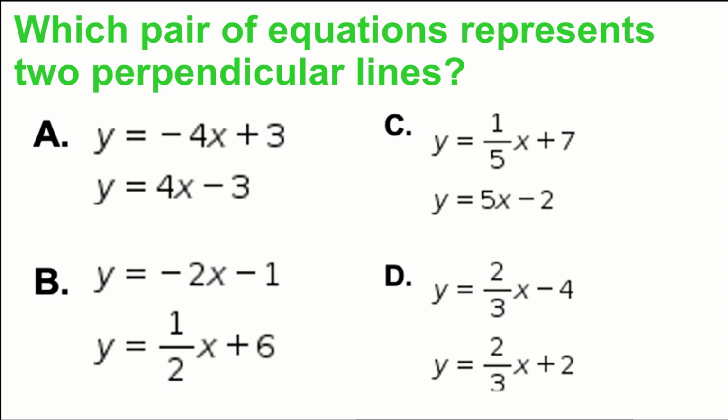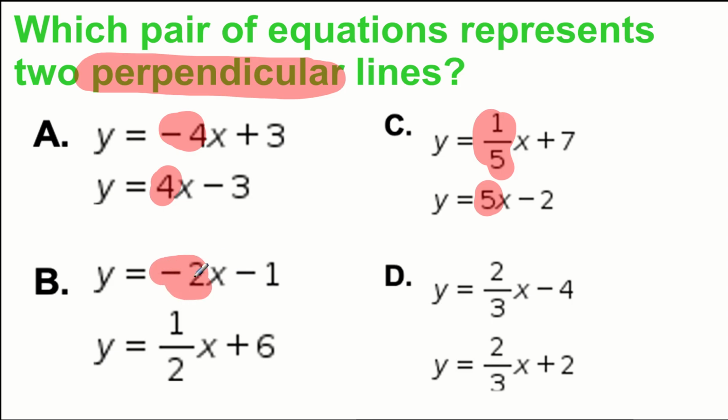So right here, we are looking for two perpendicular lines. Here are the slopes. I got -4 and +4. I got 1/5 and 5. I got -2 and 1/2. I got 2/3 and 2/3. So, who thinks they can tell me which one is perpendicular? B is the one that's correct. So B is our perpendicular lines.